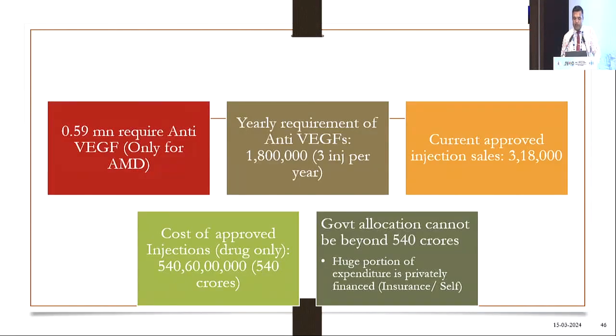But the question that remains is that these 6 lakh patients will require close to about 18 lakh doses per year, and the current approved sales are just 3,18,000. So what is happening to all those unmet need patients? Either they are being treated with off-label drugs like bevacizumab. I am not against bevacizumab, it's a wonderful drug, but the off-label nature of this drug makes the administrator, the doctor, prone to medico-legal hassles in future.